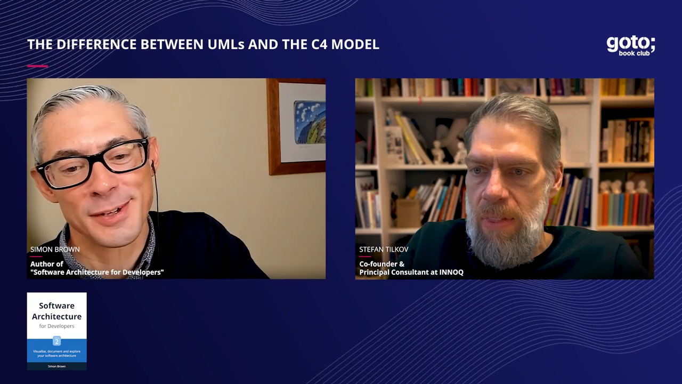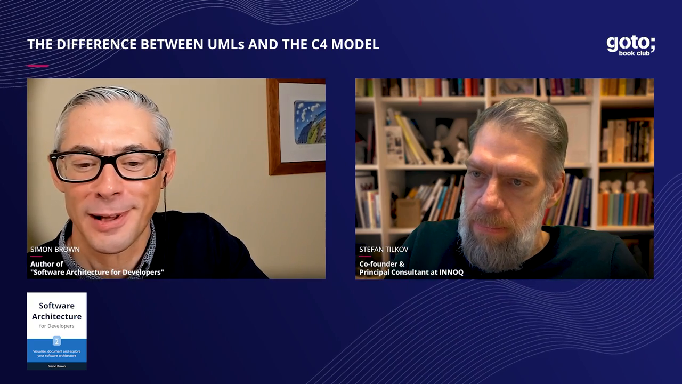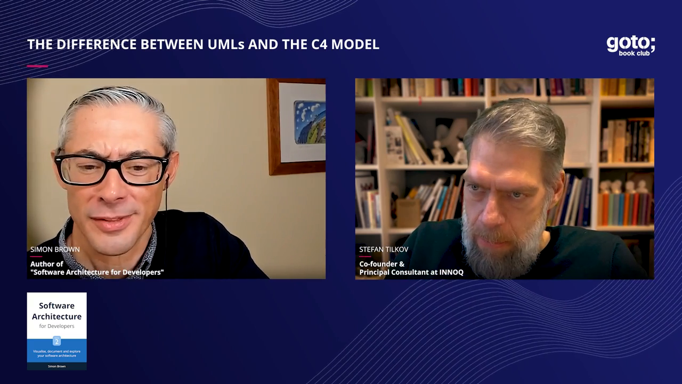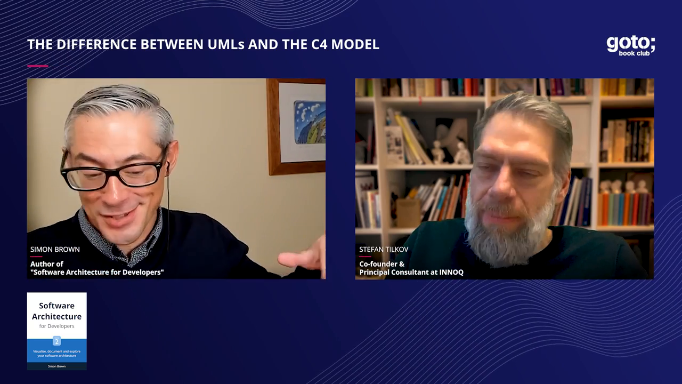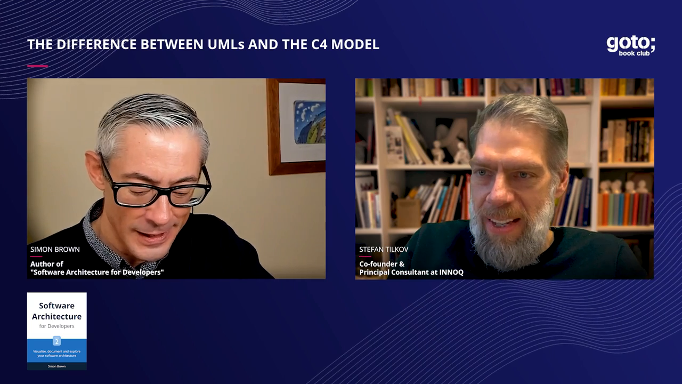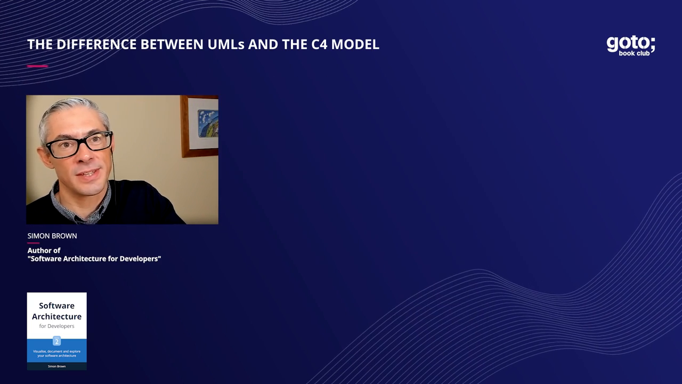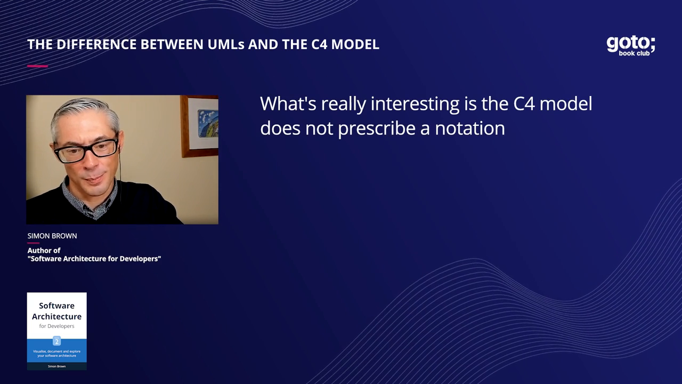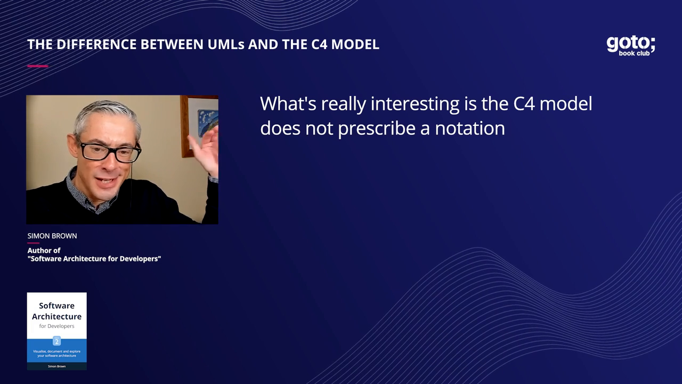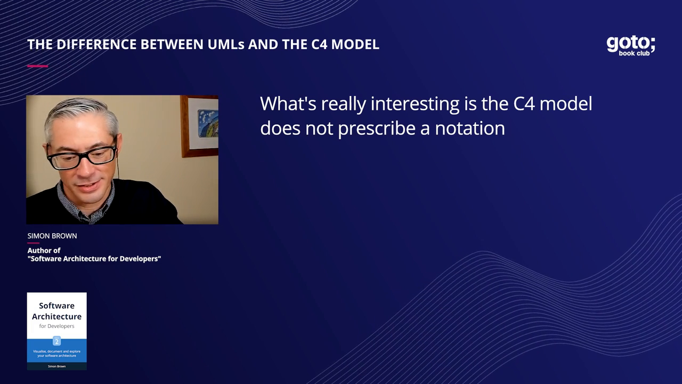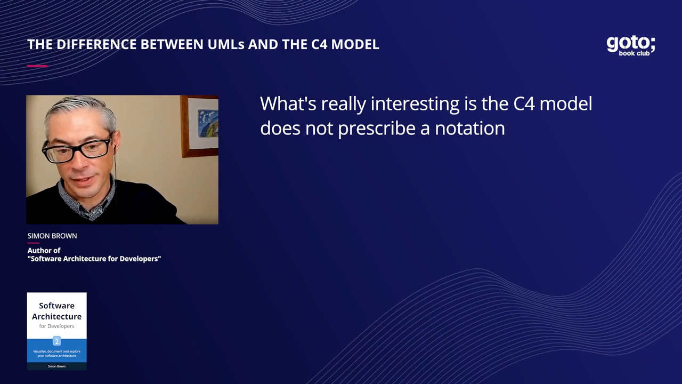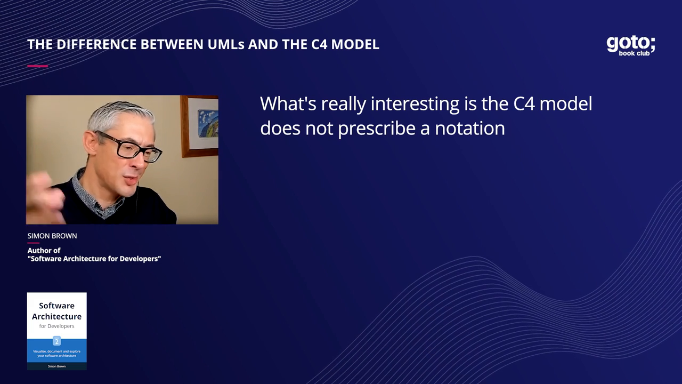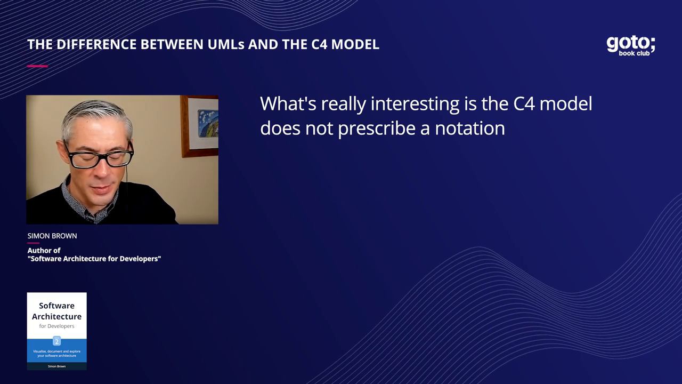No, that's a completely fair analogy. I was just going to ask you, do you remember Peter Coad's UML modeling in color, I think it was called? Yes. Absolutely. It's the same thing. It's like you have these 4 different types of classes, and you make them different colors. So what's really interesting is that the C4 model does not prescribe a notation. So there is no C4 model notation, and you can do whatever you want, and you can apply whatever visual semantics to whatever notation you choose, you know, different shapes and colors and line styles and all that sort of thing.